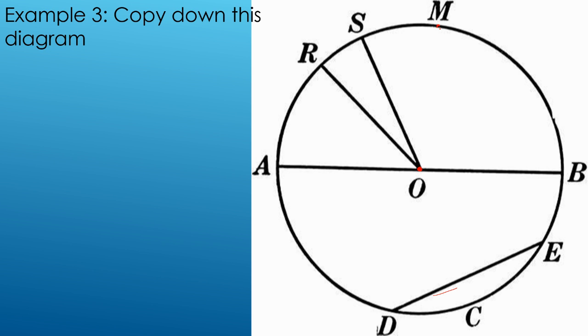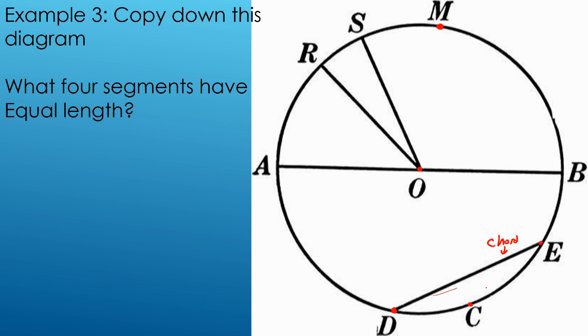We've got a random point M that doesn't have any lines going to it. And then on the bottom of the circle, we've got a segment. This is called a chord. A chord is any line segment that is not a radius or a diameter that is connecting two parts of the circle. So this is called a chord, chord DE. And then we've got another random point C right here.